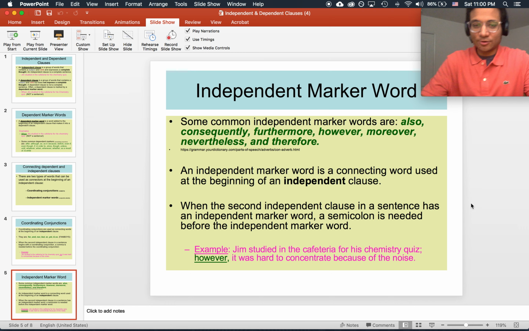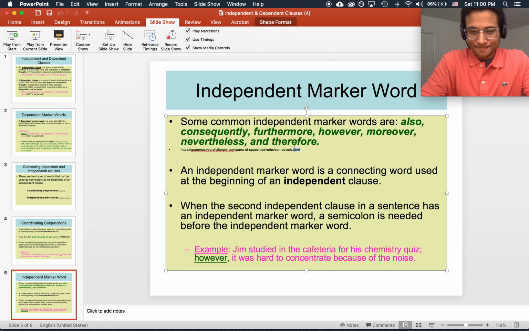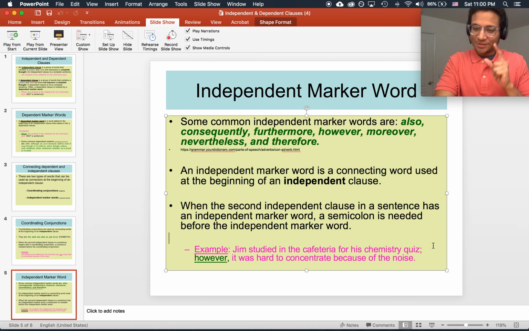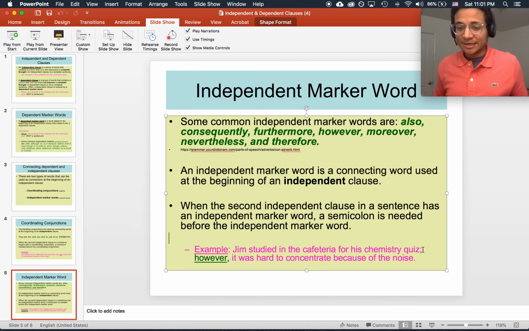Now, with independent marker words, here's some. Also, consequently, furthermore, however, moreover, nevertheless, therefore. Actually, first, I want us to look at this example here. Jim studied in the cafeteria for his chemistry quiz. What do you see here? Semicolon, okay? Semicolon, however, comma, it was hard to concentrate because of the noise. So that's the formula that we follow when we use independent marker words.